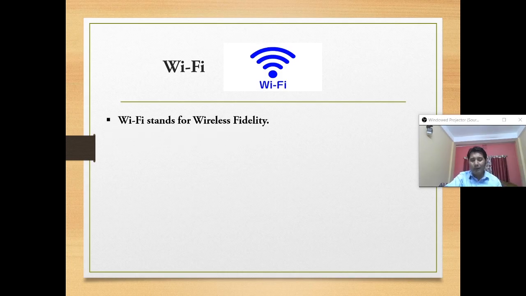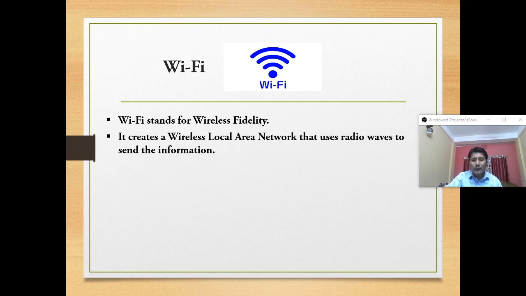The next one is Wi-Fi. Nowadays, this is the commonly used network, and this is the symbol for Wi-Fi. The full form of Wi-Fi is wireless fidelity. The main advantage of Wi-Fi is that it is inexpensive and it can be accessed anywhere, meaning it can be used at places where cables cannot be installed or connected. It creates a Wi-Fi local area network that uses radio waves to send information.